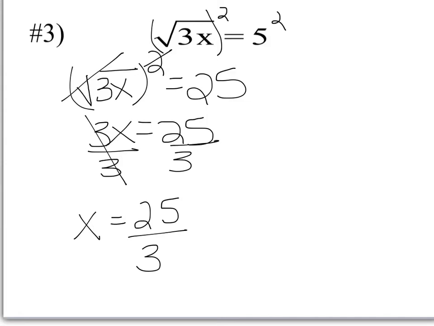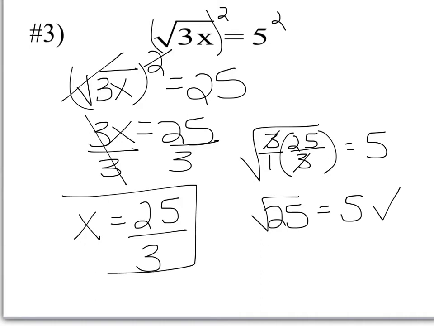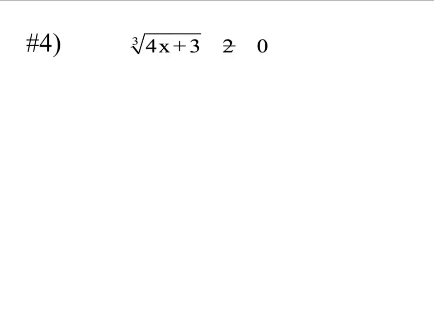And now we're going to plug this back in to make sure it works. We've got the square root of 3 times 25 over 3 is equal to 5. The 3's are going to cancel, because remember this is 3 over 1, and you've got the square root of 25 equals 5, which is a true statement, so x equals 25 over 3.